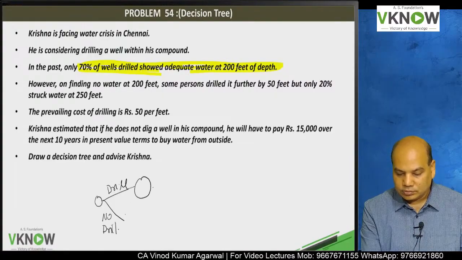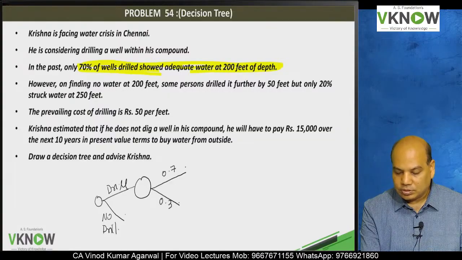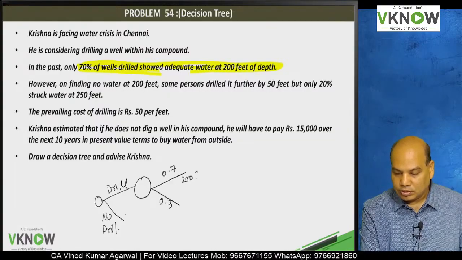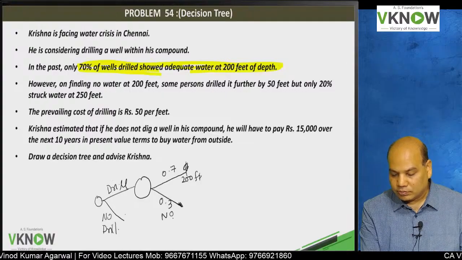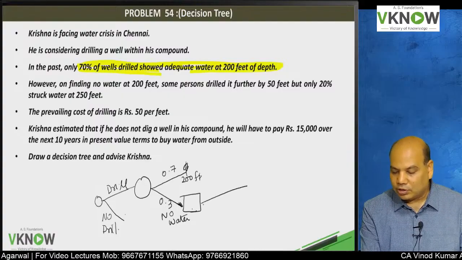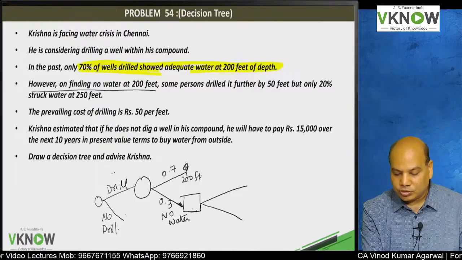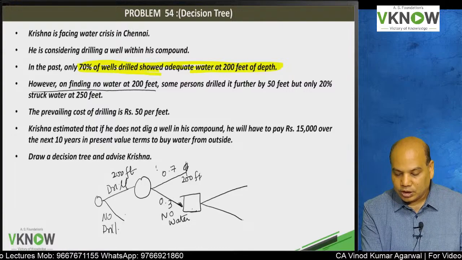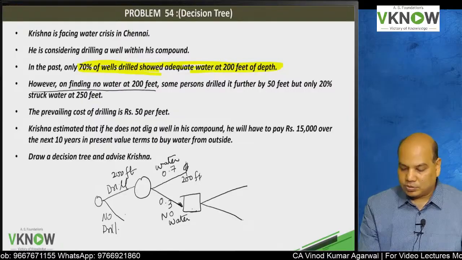If you drill, then you will get water whose probability is 0.7. If you drill up to 200 feet, you will get water, but there is a 30% chance you will not get water. If you don't get water on finding no water at 200 feet depth, you may get water with 0.7 probability, you may not get water with 0.3 probability.